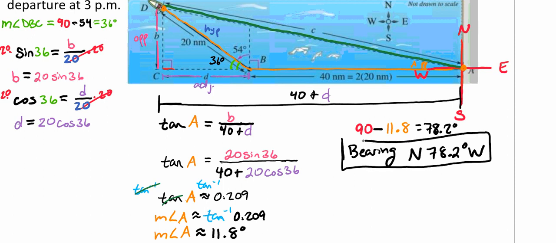We were also asked to find the distance. So we also need to find that C value right there. We need to find that distance. So in this case, we'll use our opposite side and our hypotenuse, so we'll use the sine. So our opposite, which is B, over our hypotenuse, which is C. And so we're going to plug those in. And so we have 20 times the sine of 36 divided by C.